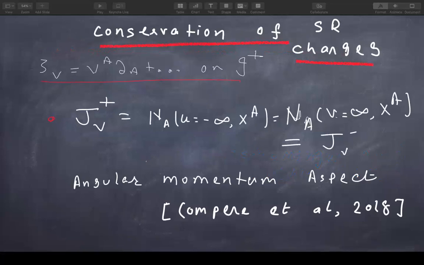There is a similar conservation law that we could write down for the super rotation charges. This law has not been understood at the same level. It has not been proved at the same level of generality as for the super translation charges, but we take it as a proposal that the angular momentum aspect at any angle x^A at U equal to minus infinity is equal to the angular momentum aspect at the antipodal angle minus x^A at V equal to plus infinity. So this is the conservation law for the super rotation charges.